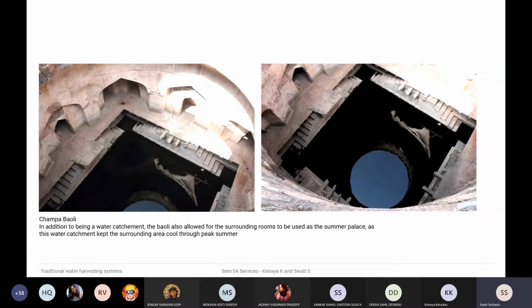So what happens is that in the summertime, because of the water being held here, this is allowing for the surrounding areas to be very cool, and that's when everybody from the main building would probably come in and stay here, because the temperature is maintained, and it allows for one to be very comfortable during the summertime. So it tells you about how a lot of these water systems can be used through the year in a different way as well, also for your living conditions.